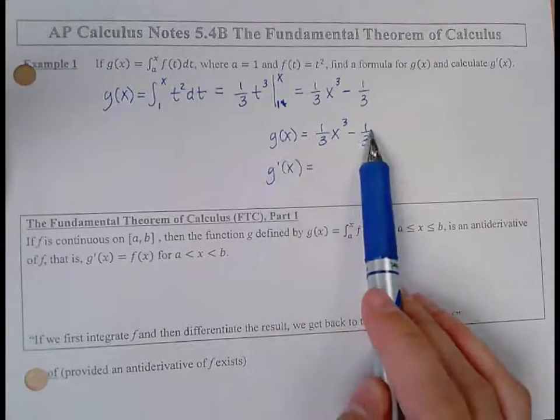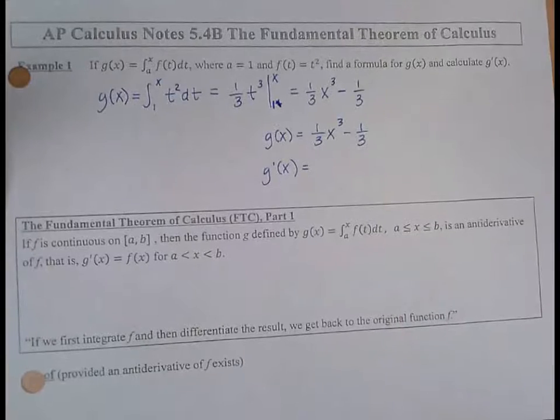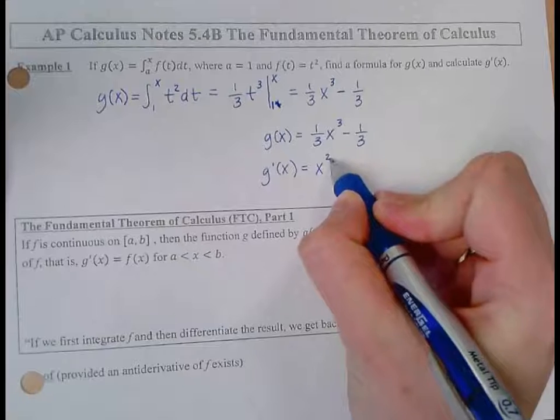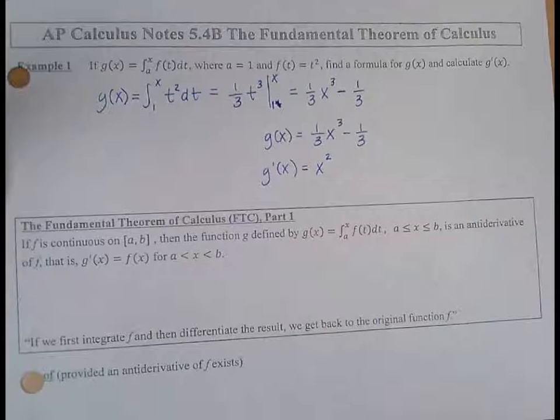Then what is the derivative of 1/3 x cubed minus 1/3? X squared. Oh. Derivatives, yep, so switching your thinking. Derivative of 1/3 is just 0. So is this just proving that f of t is equal to g prime?